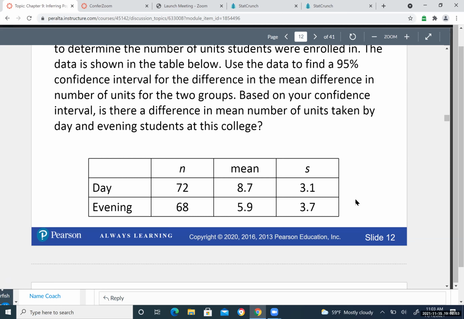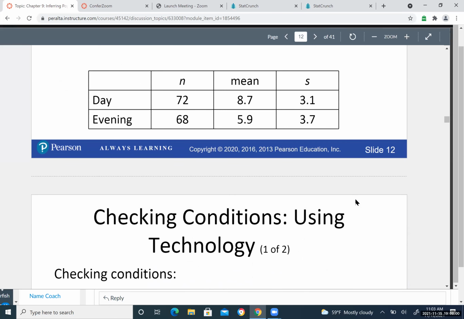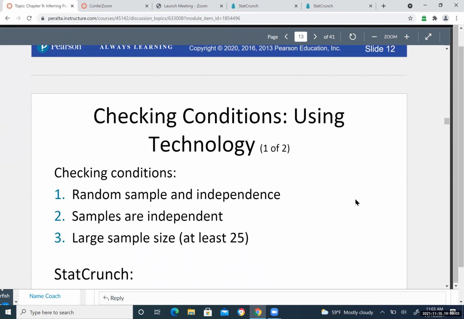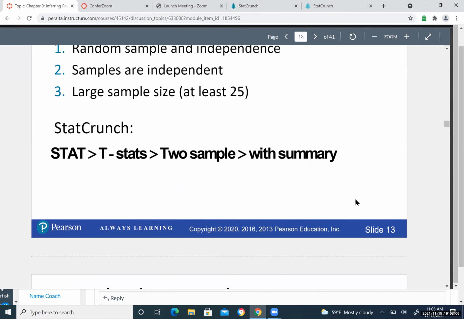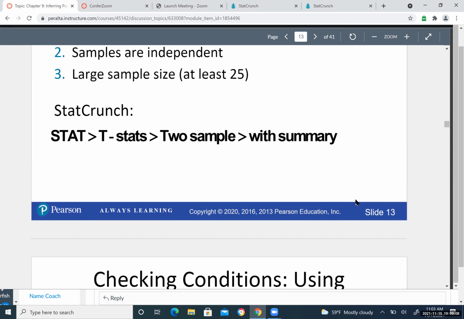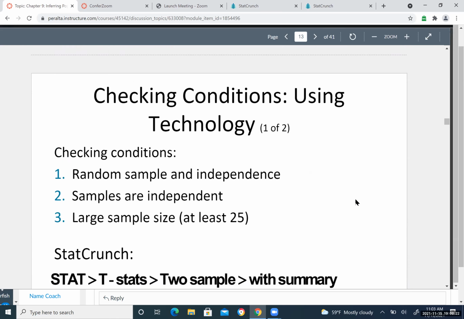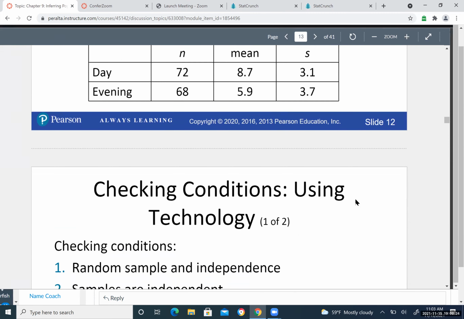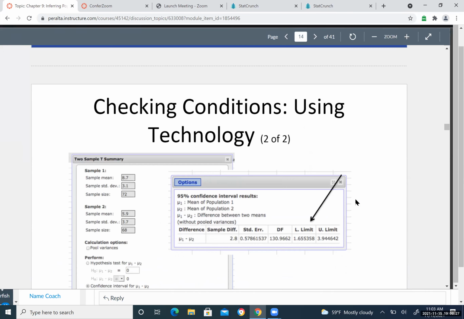So we have all of these values. Remember, you can take a screenshot of these values so that you can type them into StatCrunch. Now we're going to do the following. Follow this direction: go to Stat, T Stats, Two Sample. Remember in 9.4, I clicked Stat, T Stats, and One Sample with Summary. This time it's Two Sample with Summary. They have all the values here for you. You just type them in, following this.